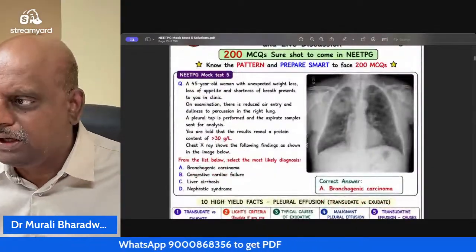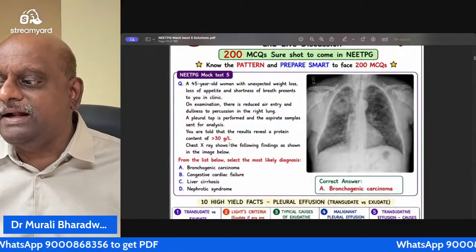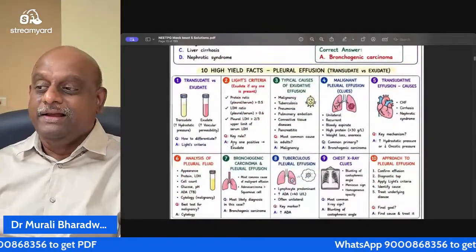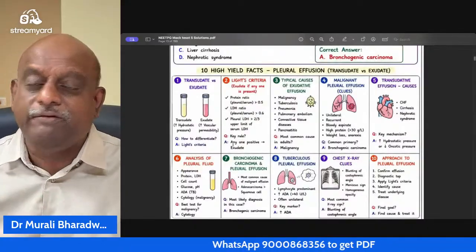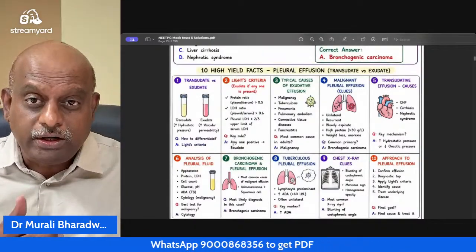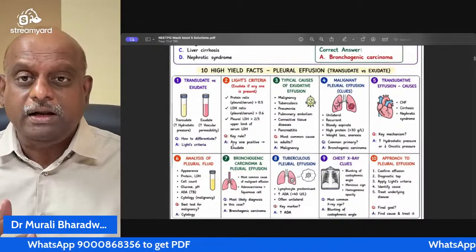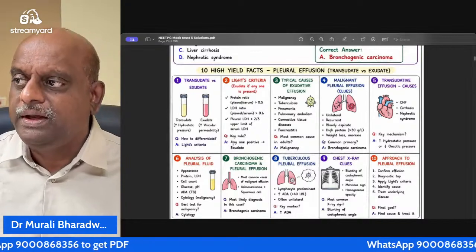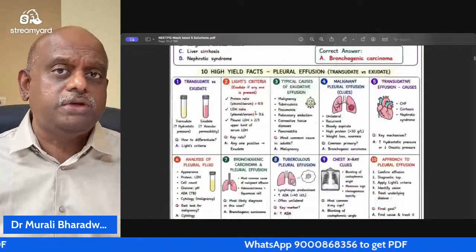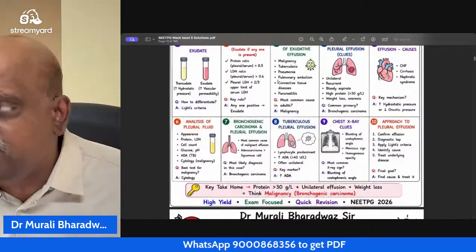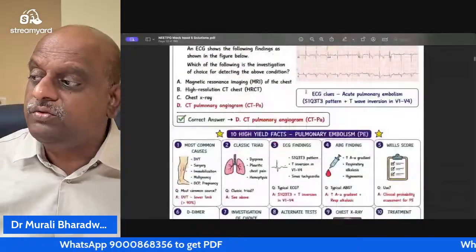45-year-old, typically the protein content is more than 30 grams. So what is Light's criteria? Light's criteria says the protein ratio between the pleural fluid and serum is more than 0.5. The LDH ratio of pleural to serum is more than 0.6. Pleural LDH is more than 2/3 of the upper limit of the serum LDH. This is typical of an exudative effusion, which is commonly seen in cases of TB, pneumonia, malignancy, connective tissue disorders, and pancreatitis. This is what you need to remember.